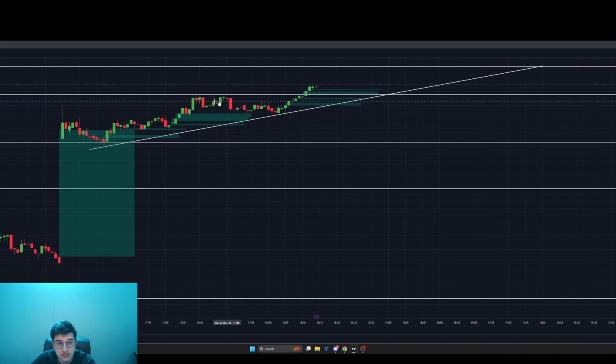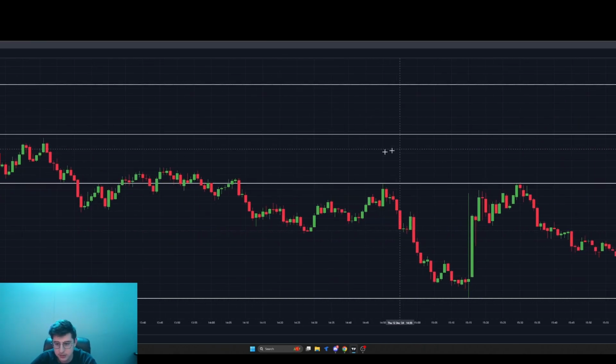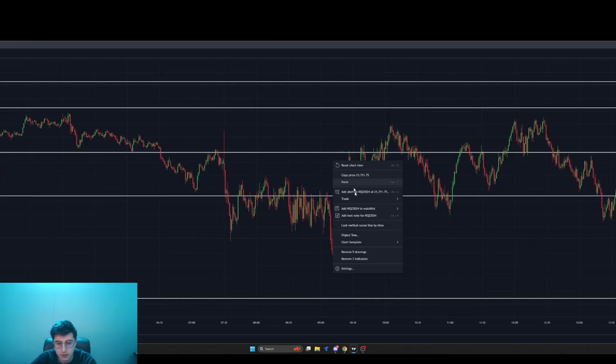We have some resistance here. Now it should activate support. This is a very bad example because volume's not really moving here. So let me try to find a better example for you guys throughout the day, okay?